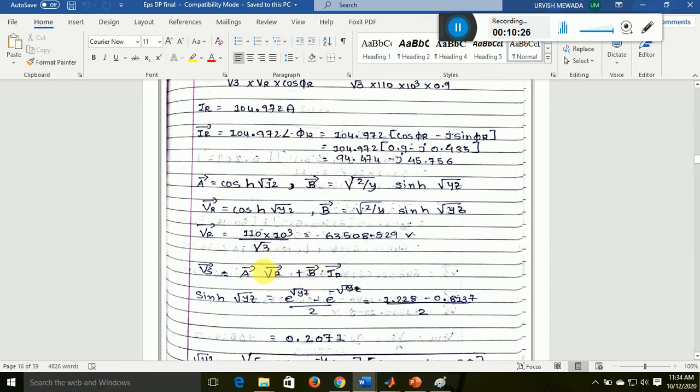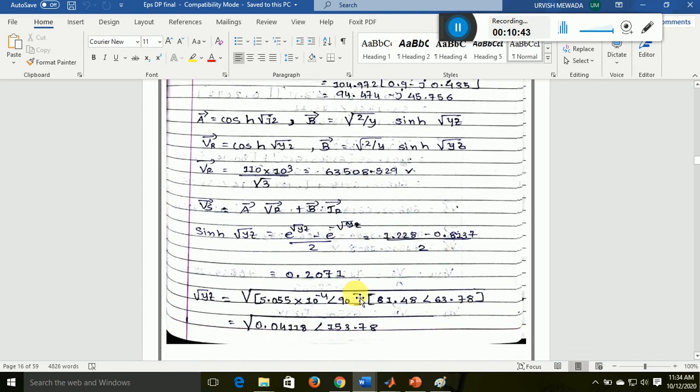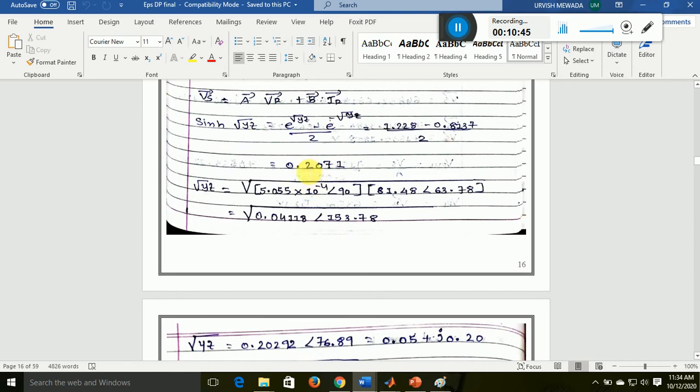Now Vs is equal to VR plus IR, and the corresponding ABCD parameters for this VR and IR: A will be multiplied with the VR and B will be multiplied with the IR. So sinh of under root of yz is equal to e raised to under root of yz minus e raised to minus under root of yz, divided by 2. So after putting all the values over here, the sinh of under root yz will be 0.2071.